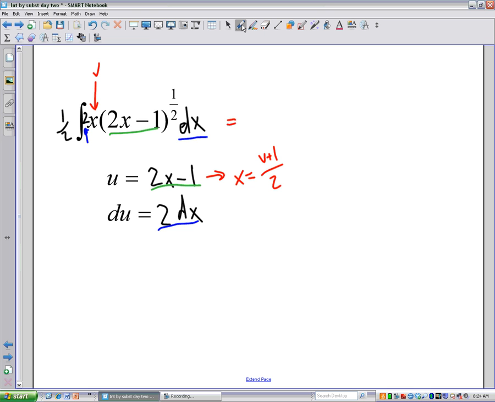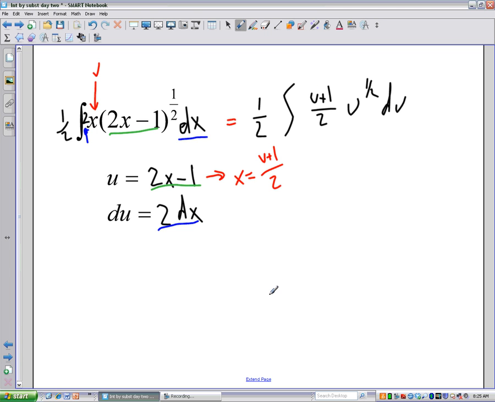And let's go back to black ink so that it's all good and nice. All right. So the half is part of the mix, coming along for the ride. Instead of x, I'm going to write u plus 1 over 2. Instead of 2x minus 1, I'm going to write u to the 1/2 power. Just replace the green for the green. And instead of the 2 and the dx, I'm going to write du.